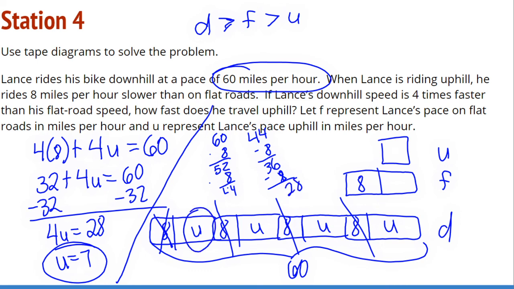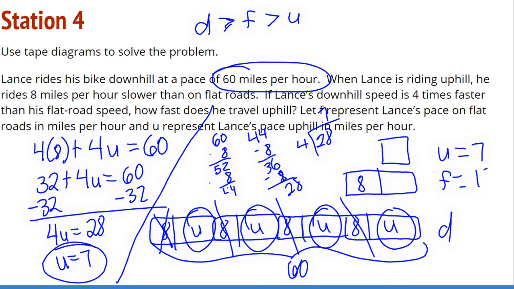So I've got 4 u's. Each one of them is an equal part of 28. 28 divided by 4 is going to leave me with 7. So the uphill is 7. The flats are 8 more than the uphill, so they're 15. And the downhill, we already know, is 60.